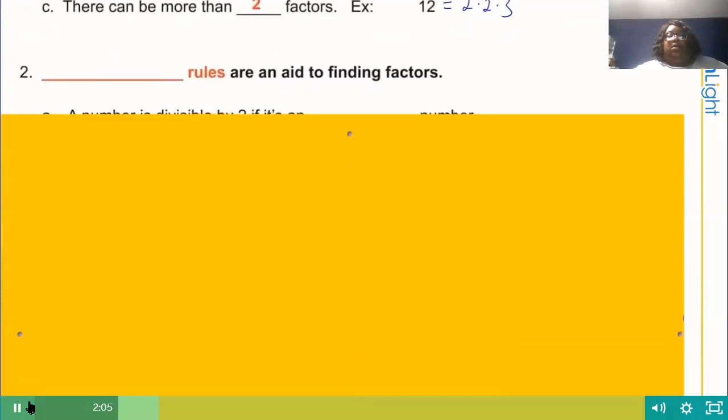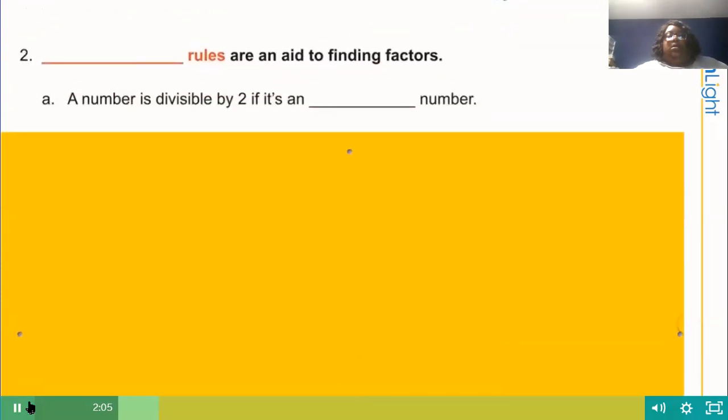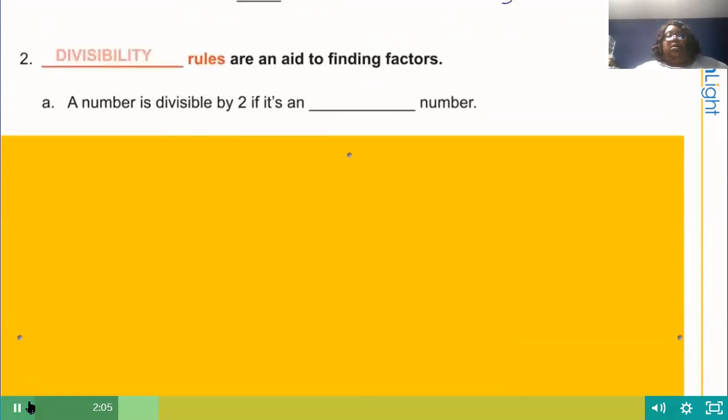Okay, let's get into our divisibility rules. All right? Divisibility rules. So number 2, divisibility rules. Divisibility rules are an aid to finding factors. All right, so if you keep this in mind, it'll just make it easier to factor numbers. And factoring happens all the time in math. All right, so 2. It's easy to understand if a number is divisible by 2, because if the number's even, then it's divisible by 2. How do you recognize an even number? It ends in 0, 2, 4, 6, or 8.